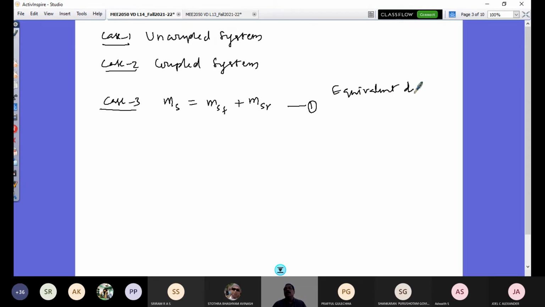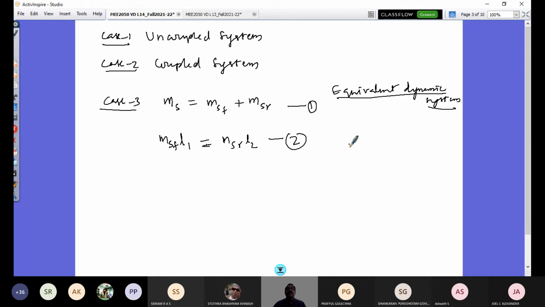the equivalent dynamic system, which you have studied in your mechanics of machines course. Otherwise, now you'll understand. So this is the first condition. What is the next condition here? It is MSF into L1 is equal to MSR into L2. That's true. So what does this condition say? The CG of the two masses must be the same for both, and then you'll have this condition. So the product of MSF into L1 is equal to MSR into L2, referring to the condition of the CG location for both the concentrated masses.